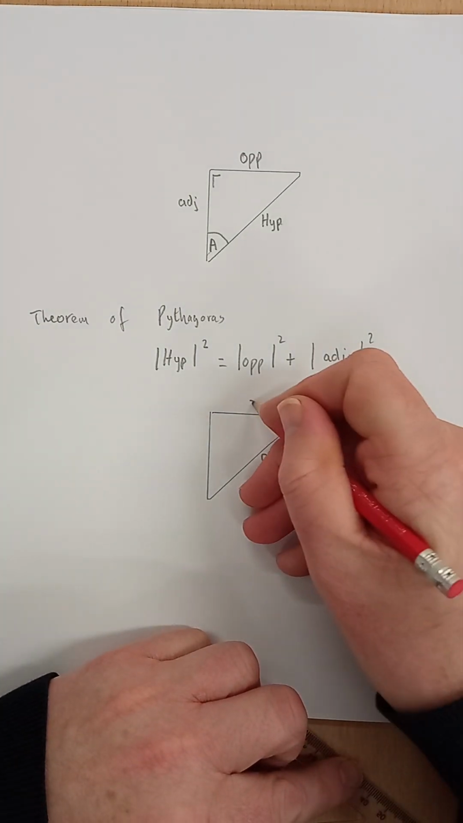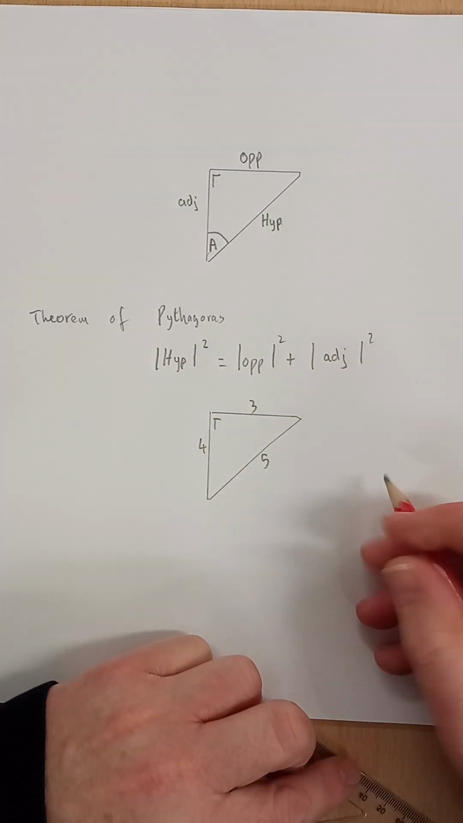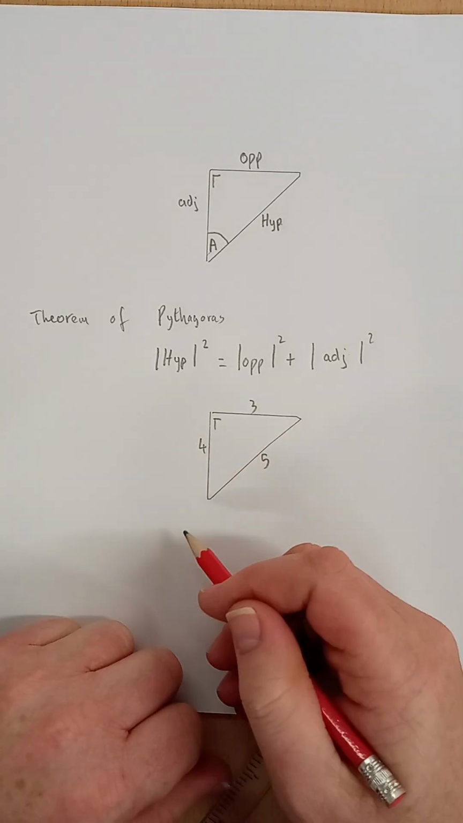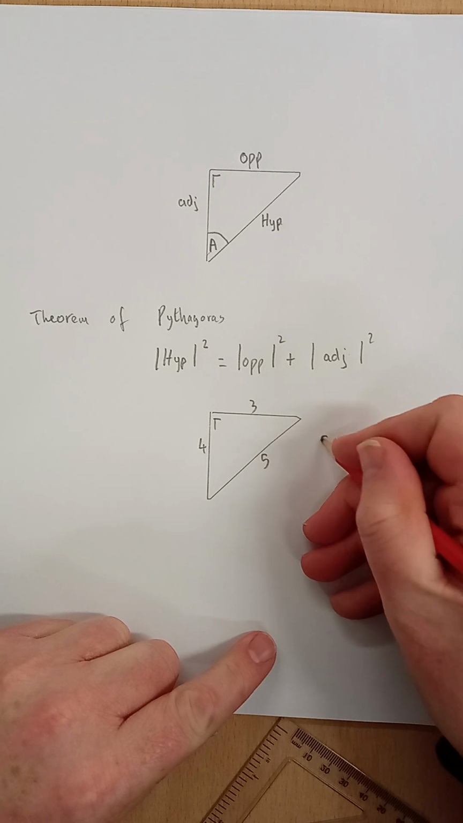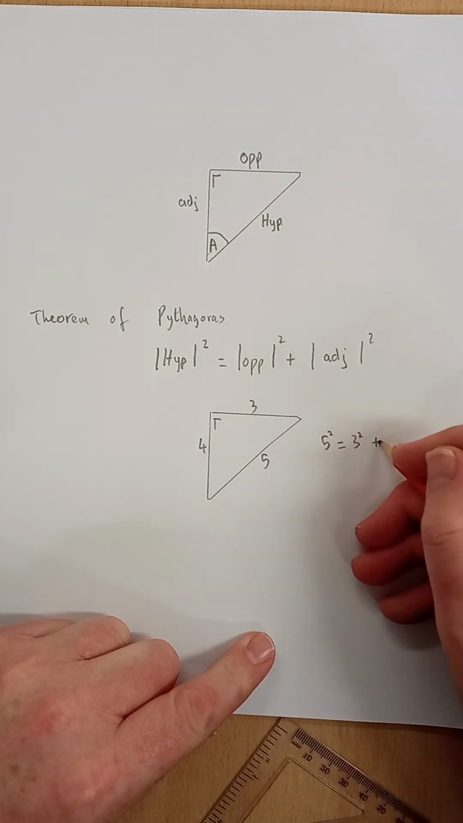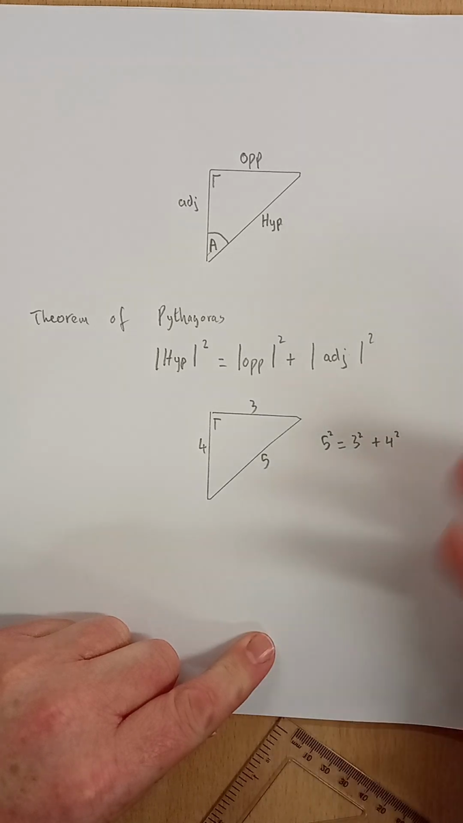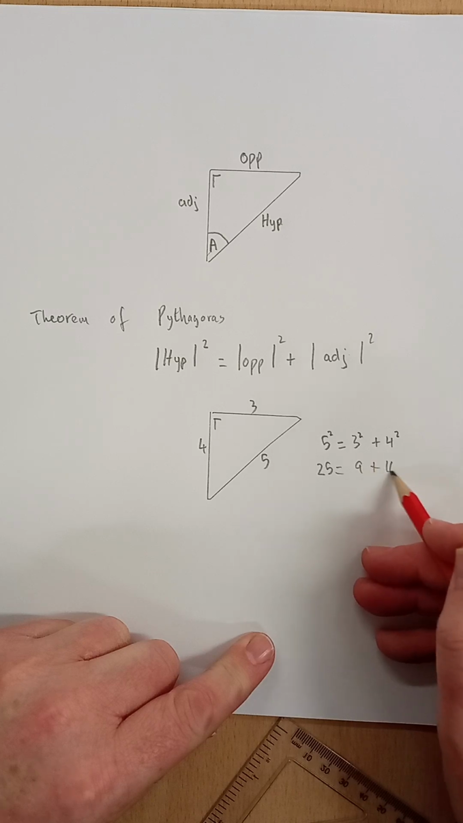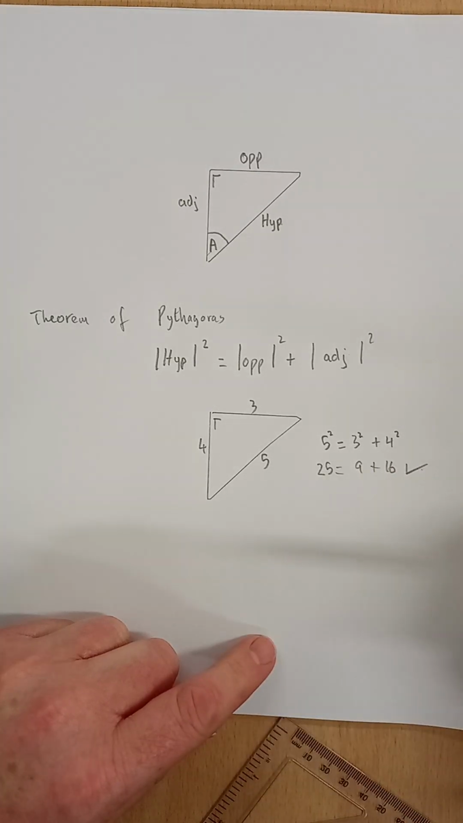Okay, so I'll show you this with a real life example. Let's call that 5, 3, and that's 4, and there's your right angle. So I've identified the longest side, the hypotenuse. What Pythagoras says is that 5 squared should be equal to 3 squared plus 4 squared. Let's check, is that right? That's 25. Is that equal to 9 plus 16? Well, it is. So that's Pythagoras.